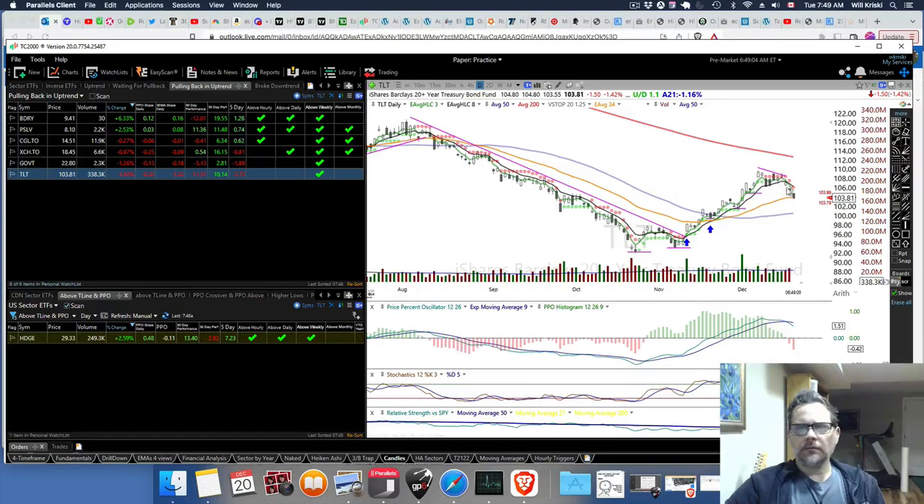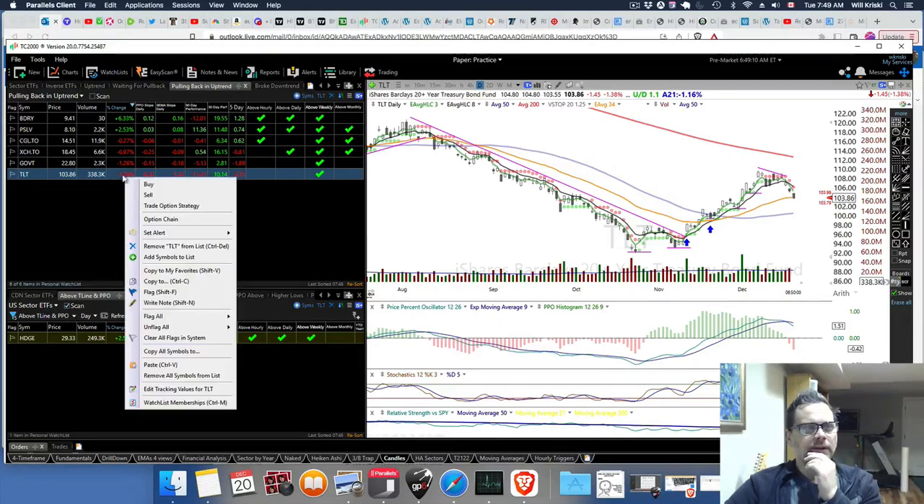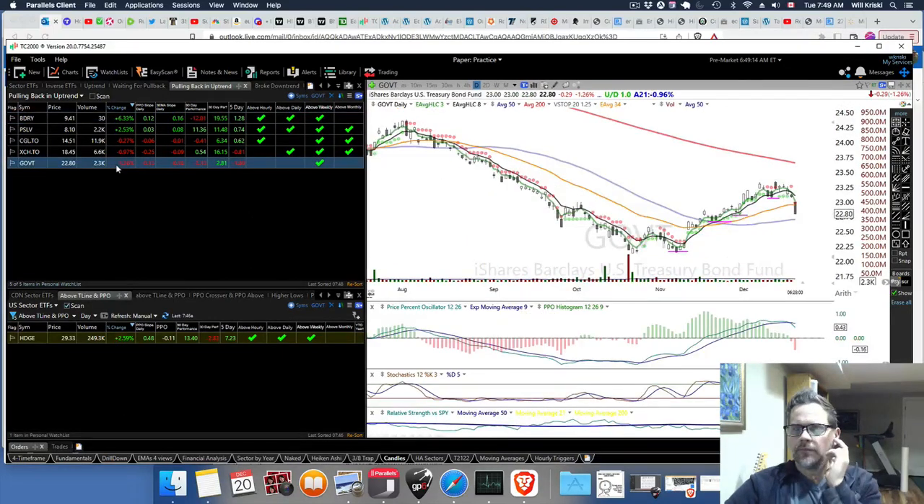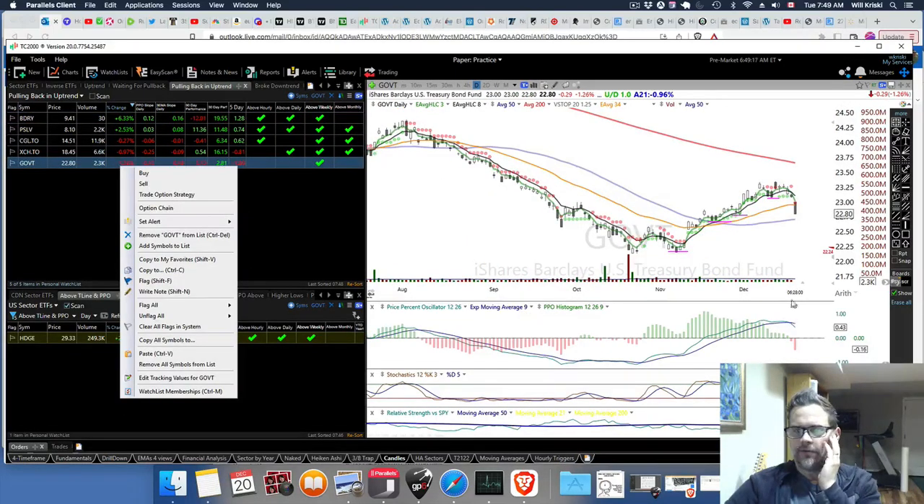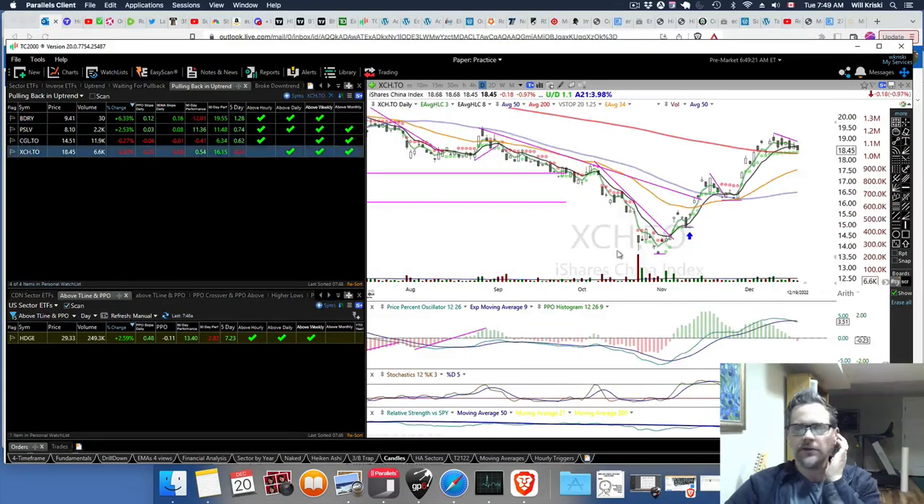But the question is this now in an uptrend? I would say no, because it broke the 8 EMA. So what I'll do is I'll right click on this and I'll remove the TLT. Same with the government bond. We've had a crossover here and a break of that recent. So that's kind of what I do. There's a little bit of maintenance. China's pulling back. It's about to cross, so I'd probably take that off, but it's still above its V-stops. So, but I'm generally probably going to remove that one.